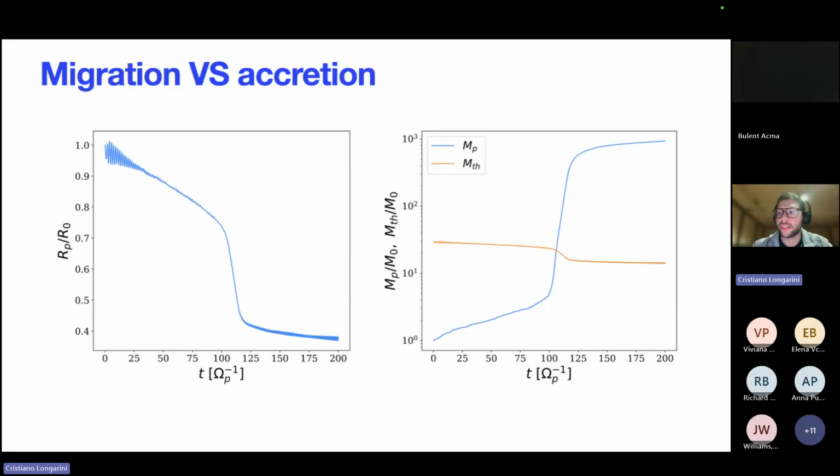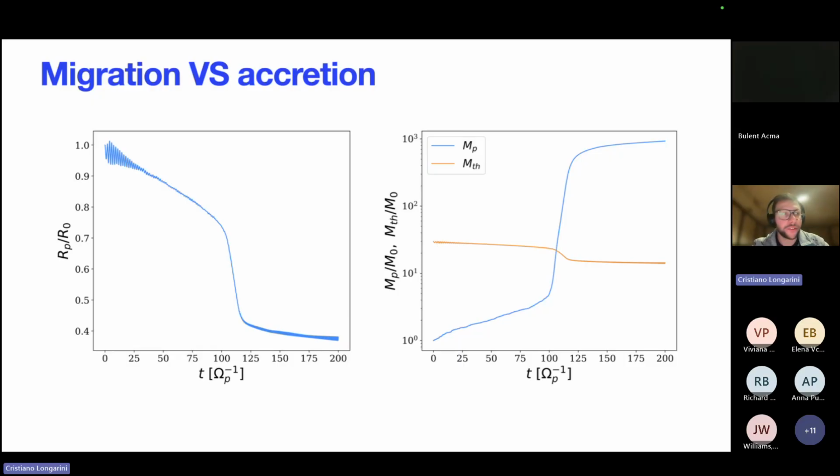And these are two plots where we show the evolution of the radius of the planet, so the semi-major axis of the planet as a function of time, and the mass of the planet compared to the thermal mass as a function of time. And for this specific simulation, we see that planet migration is stopped because the planetary core is able to accrete enough material to reach the thermal mass.